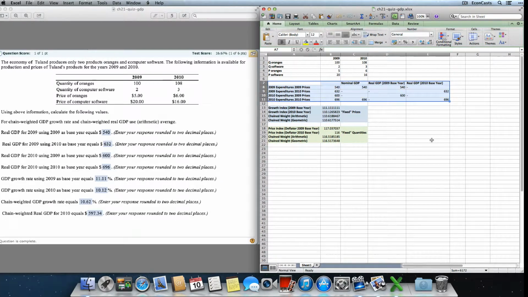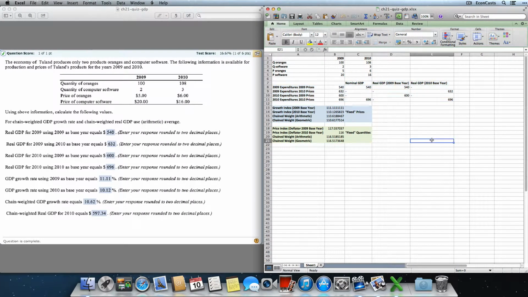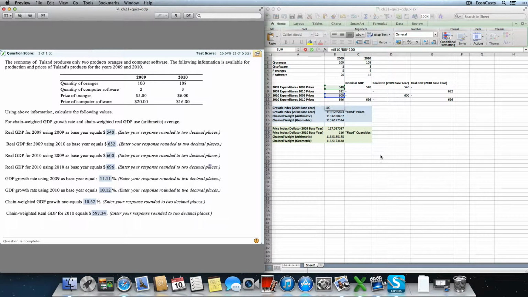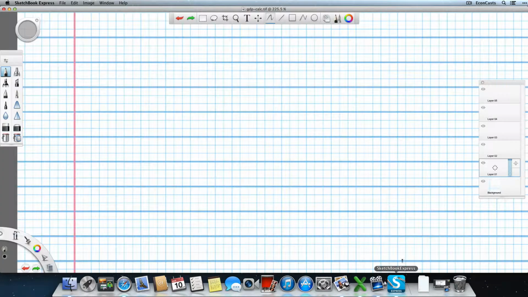And what we're going to want to do here in order to calculate growth rates is to use our numbers that we have calculated. Now we have to understand what an index is. We also have to understand what growth means in this case. So let's tackle that last question first. What we want is a rate of increase from one year to the next of real GDP.